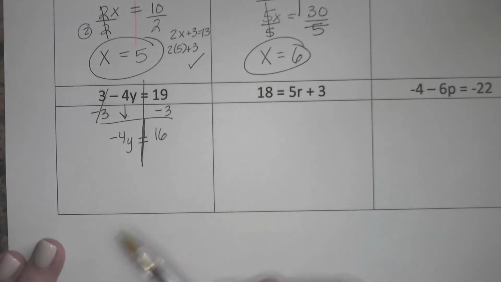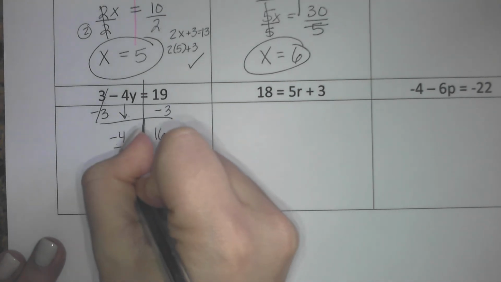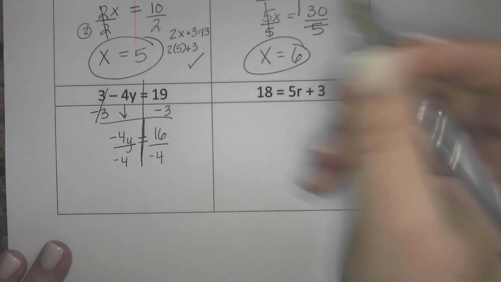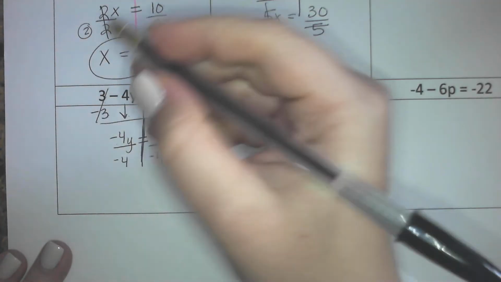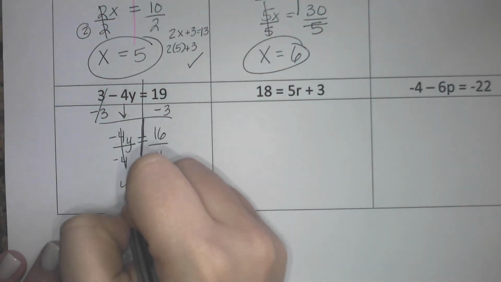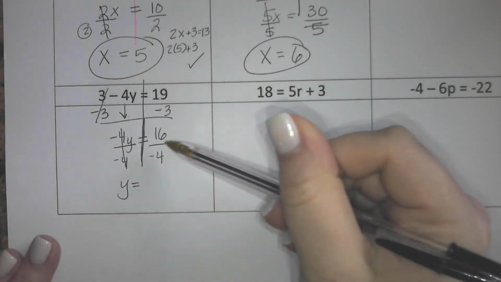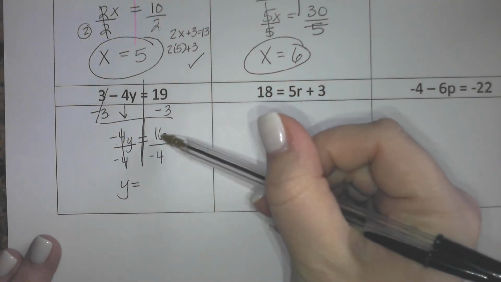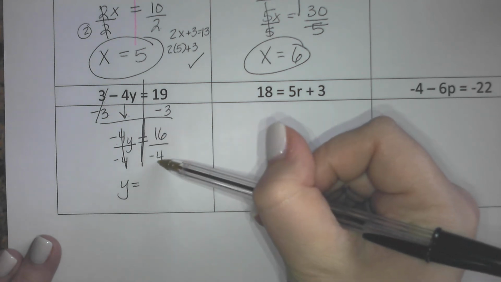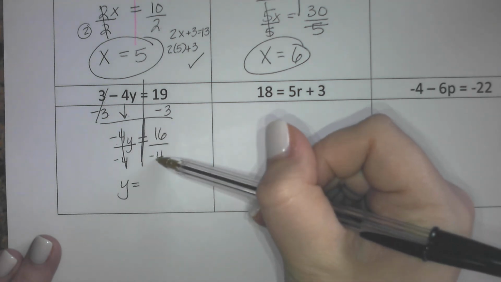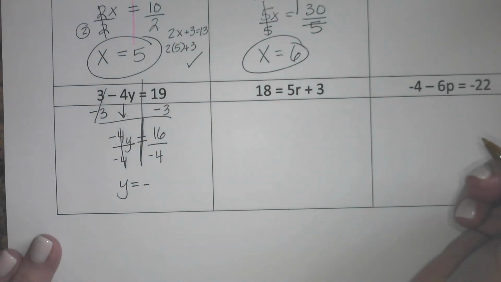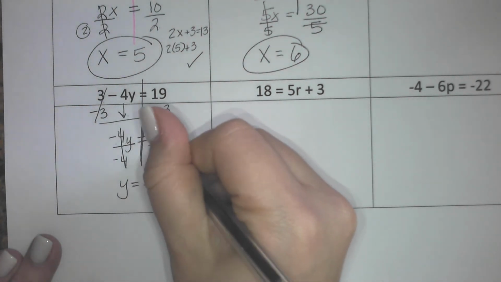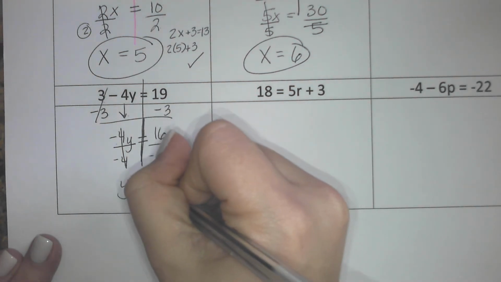Well, the opposite of multiplying is dividing. So I'm going to divide both these sides by negative 4. Negative 4 divided by negative 4 is positive 1, which is just positive y. And 16 divided by negative 4. Well, we know 16 divided by 4 is 4. But we have a positive divided by a negative. So if you have 2 different signs, your answer is going to be negative. So 16 divided by negative 4 is negative 4.